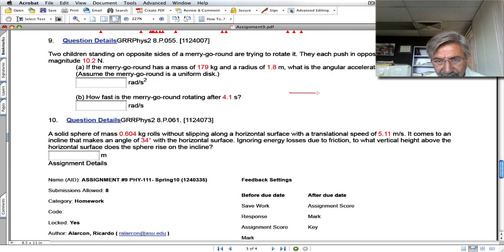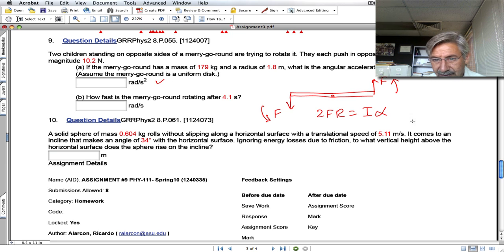So you're on a merry-go-round and you want to push in this direction and then you push in that direction. Then if this is F and this is F, this is a torque in that direction, clockwise, and this is also clockwise. So they add up, and that's equal to the rotational inertia times alpha. And then you can get alpha, and once you get alpha, you can get what will be the angular velocity.